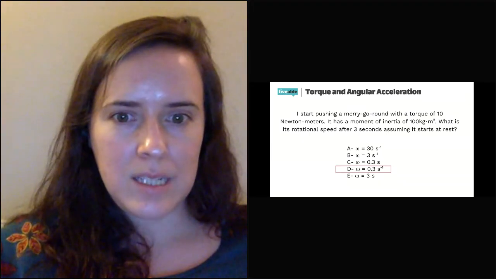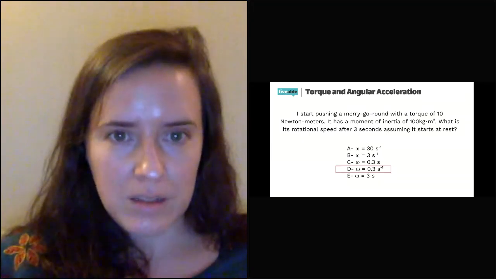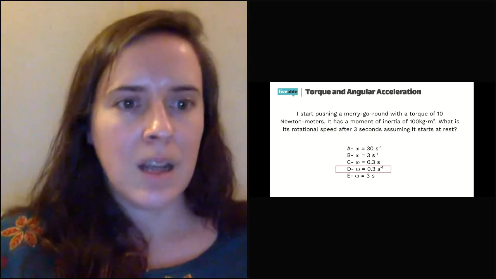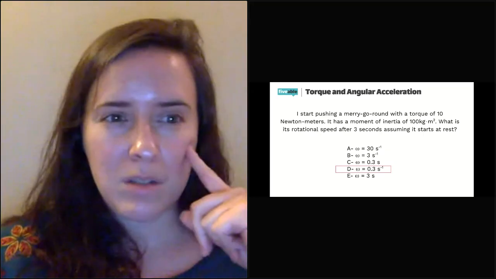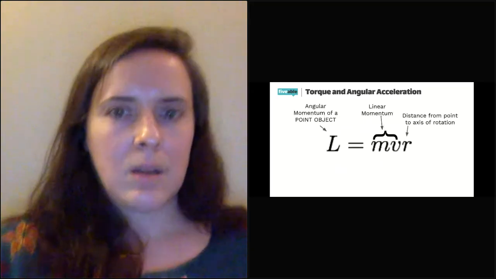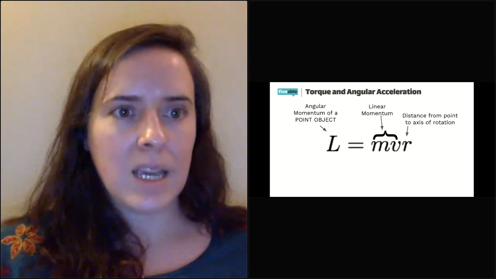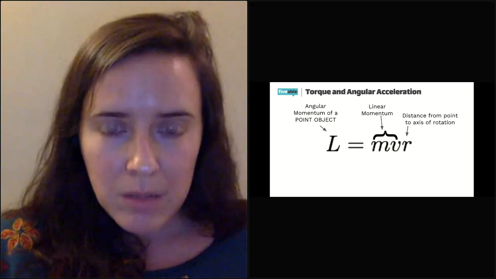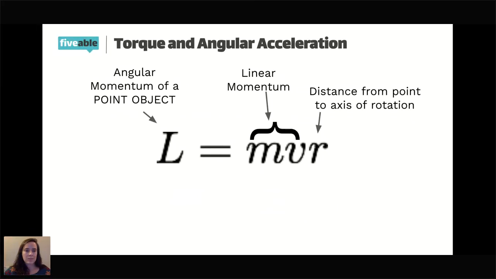All right. So the answer is D, 0.3 inverse seconds, aka radians per second. Not to be confused with C, 0.3 seconds. Okay. Next thing that we have is that the angular momentum of a point object, let me blow this back up, is given by L equals mvr, where mv is our linear momentum and r is the distance from that point to the axis of rotation.